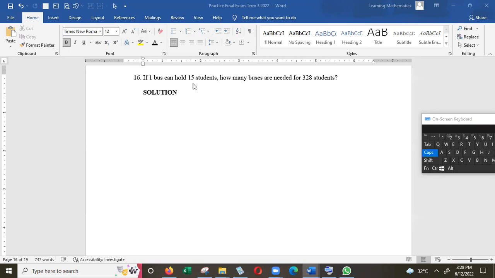If one bus can hold 15 students, how many buses are needed for 328 students? So you have one bus that can hold 15 students. One bus holding 15 students.